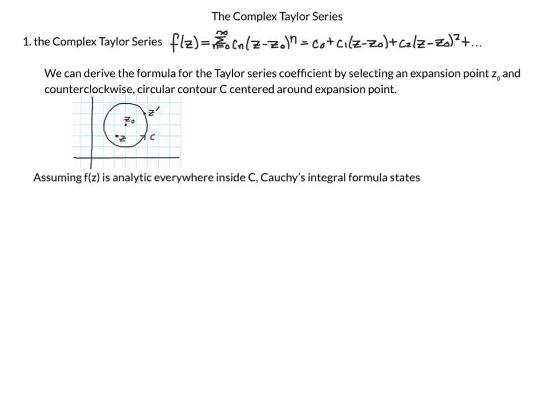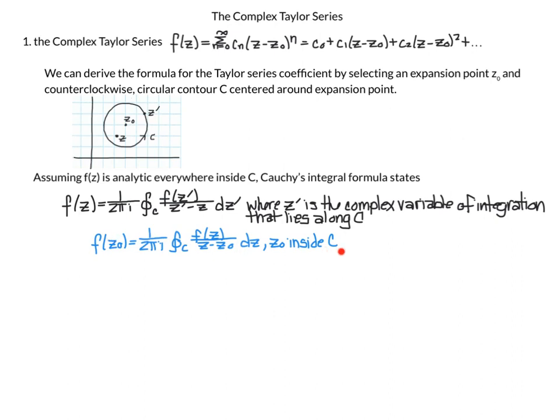So assuming f of z is analytic everywhere inside C, then we can use Cauchy's integral formula. Here is the Cauchy integral formula we're used to seeing. F of z naught is equal to 1 over 2 pi i, integral over C, f of z over z minus z naught dz, where z naught is inside C. So in this formula, we were looking at z naught anywhere inside C. In this chapter, we're considering z naught, because it's our complex Taylor series, as the center of our Taylor series, also the center of our circle.